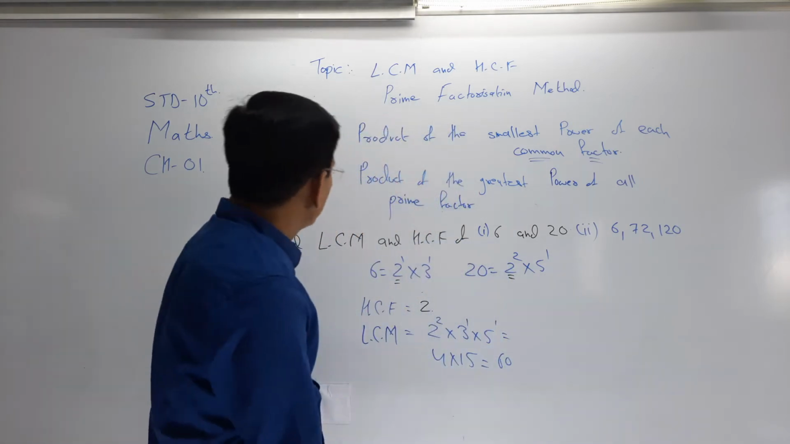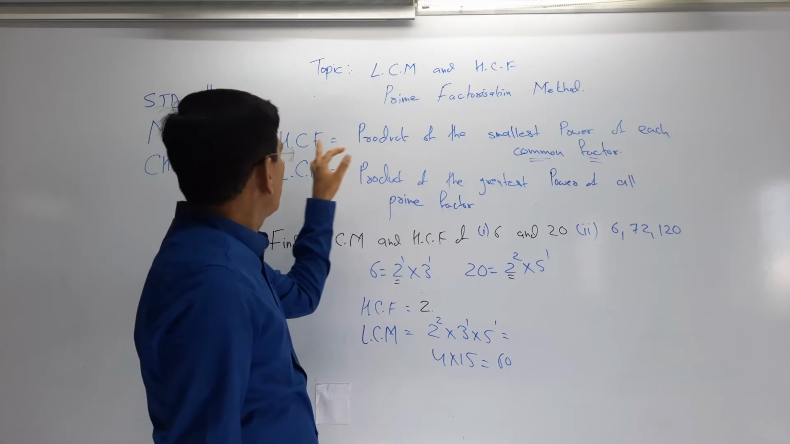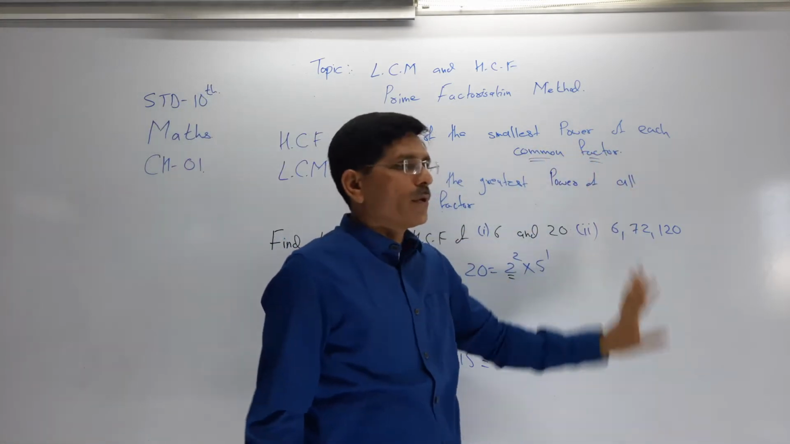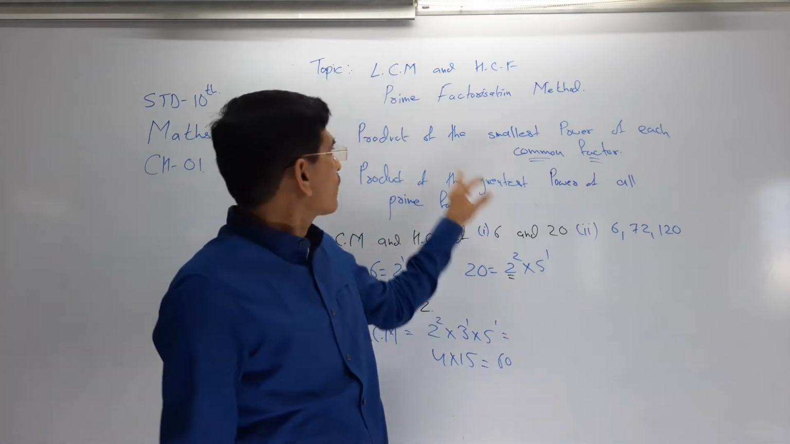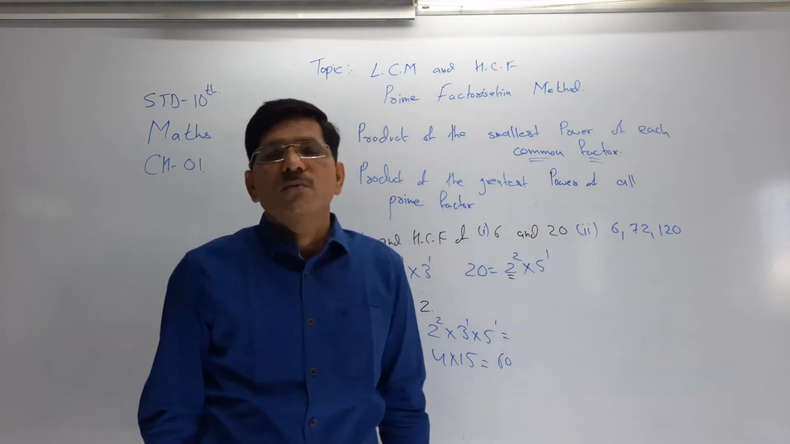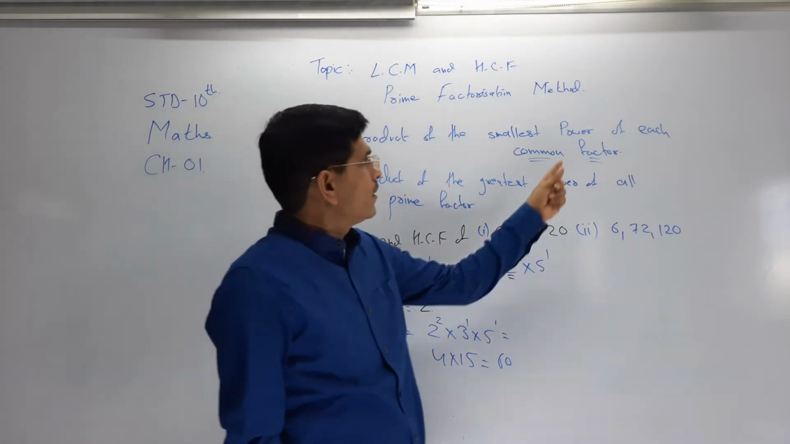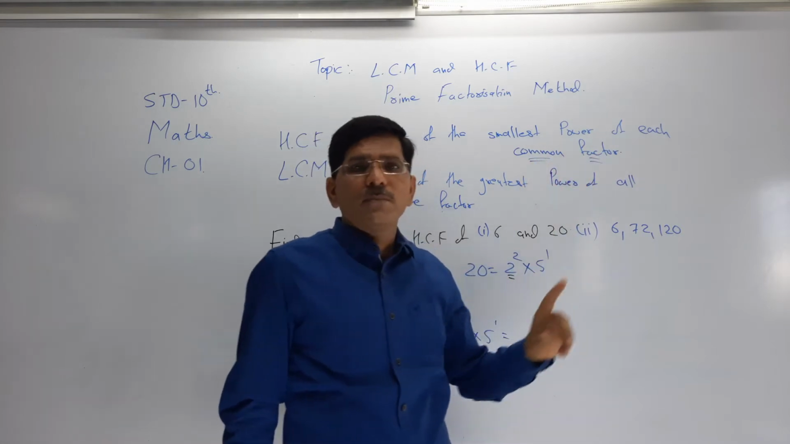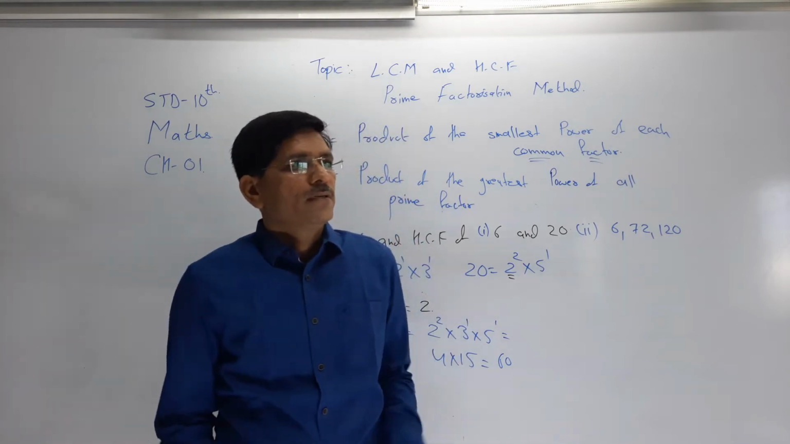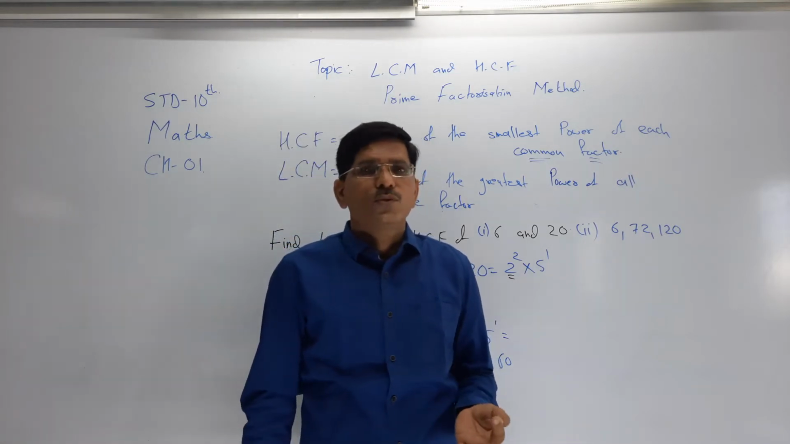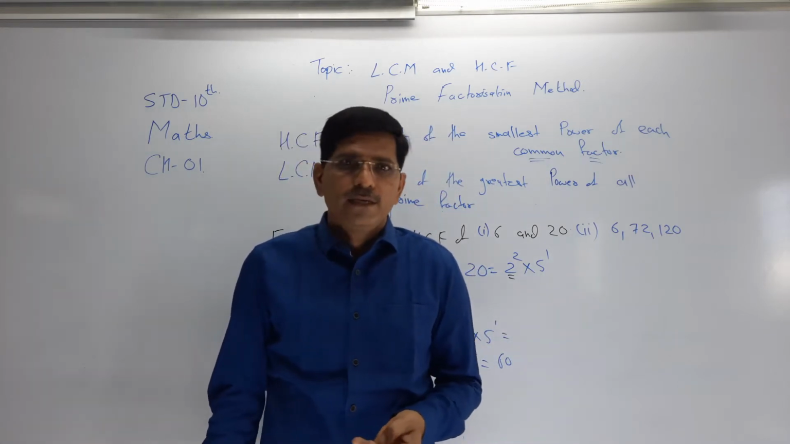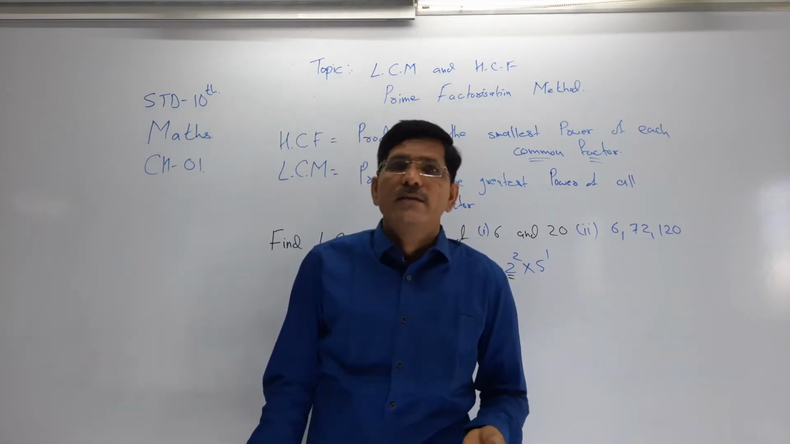So the definition of HCF, that is highest common factor: product of the smallest power of each common factor. Product means what? Multiply. Common means what? If I do prime factorization and some common prime numbers are there between them. Prime numbers are 2, 3, 5, 7, 11, 13, 17, 19, 23, 29.